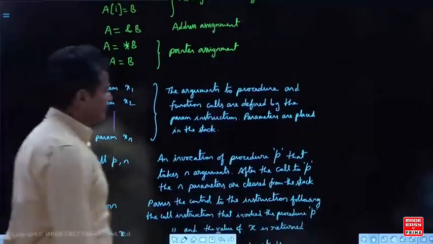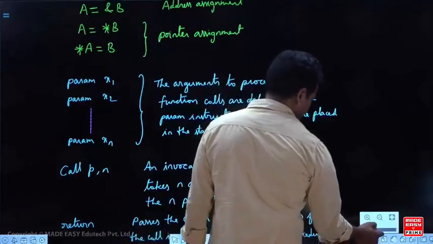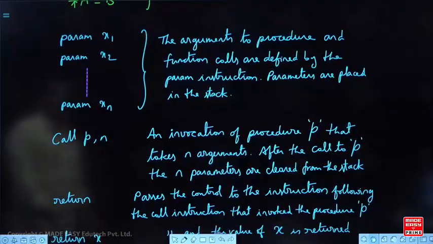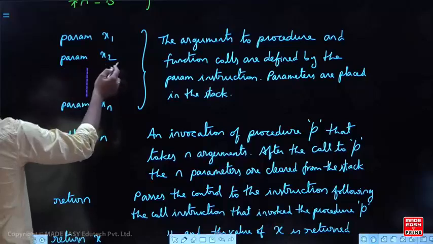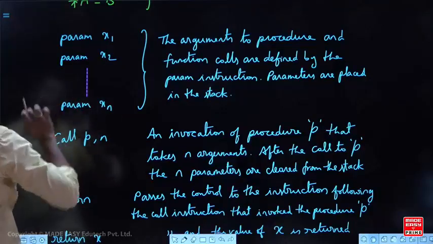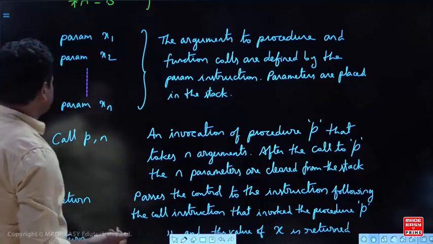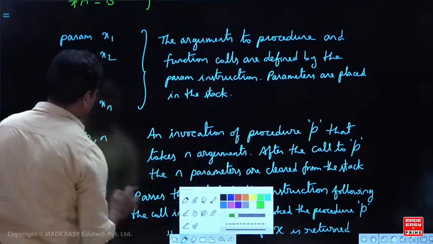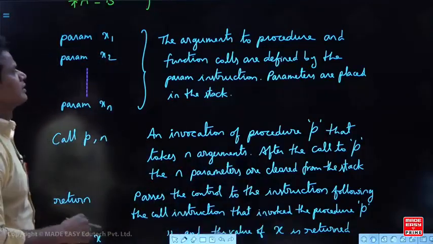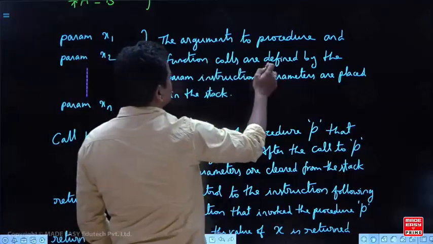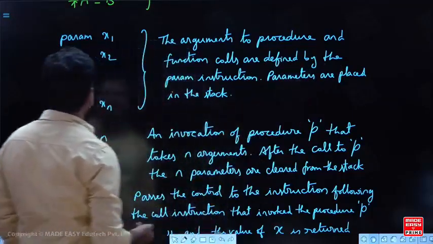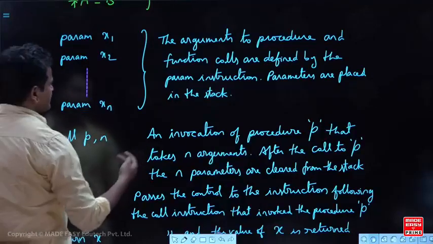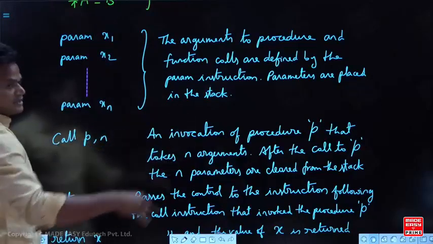Now param is a function, param is one instruction. So param x1, param x2, param x3, so on, param xn. These are the arguments to the procedure P, where the name of the procedure is P. The arguments to procedure and function calls are defined by the param instructions. Okay, params are placed in the stack. So all these will be placed in the stack.